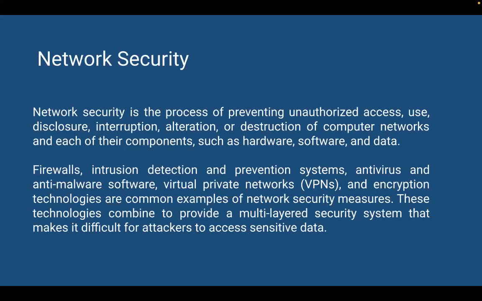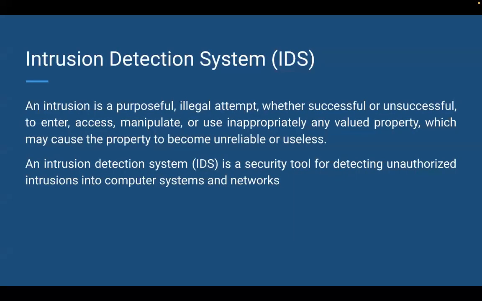For instance, firewalls are used to monitor incoming and outgoing network traffic and prevent unauthorized access to the network. Intrusion detection and prevention systems are designed to detect and prevent attacks that target specific vulnerabilities in the network. Next is the intrusion detection system.